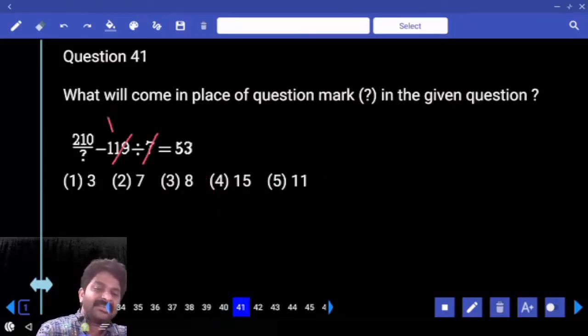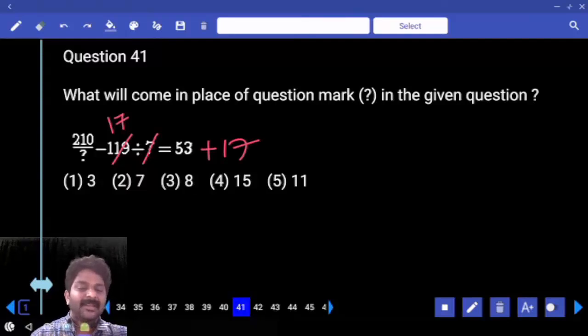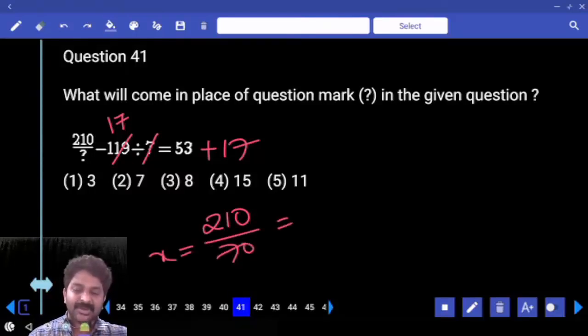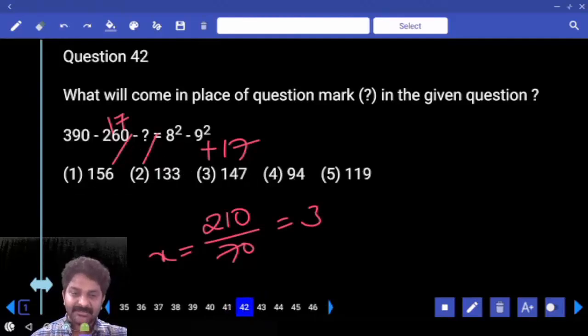Seven. 17 times only? Minus 17 goes to the other side, becomes plus 17. How much is the right hand side number? So 210 divided by x is equal to 70. Then x is equal to 210 divided by 70. So answer? 3.